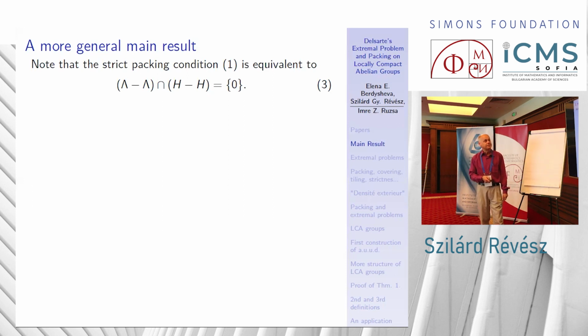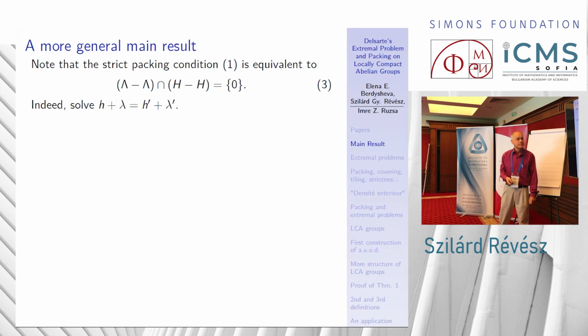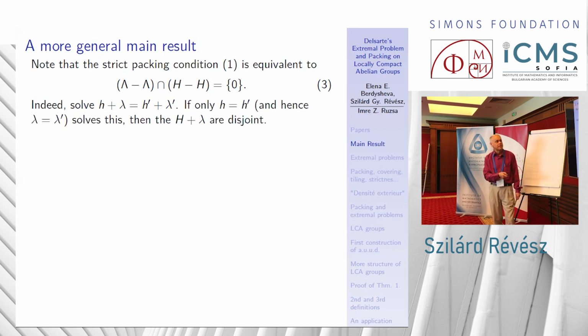So, we were talking about the strict packing, and this can be reformulated in this way. Why? Because, solve this equation: h + λ = h' + λ'. If the only solutions satisfy h = h', and then consequently λ = λ', then that means that the h + Λ are disjoint. Okay?